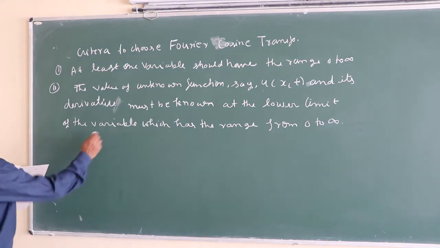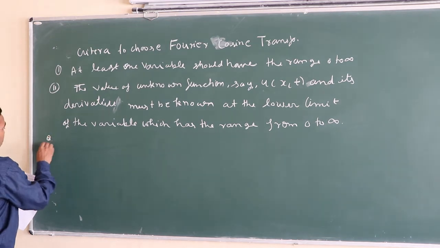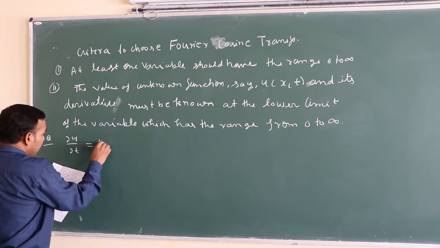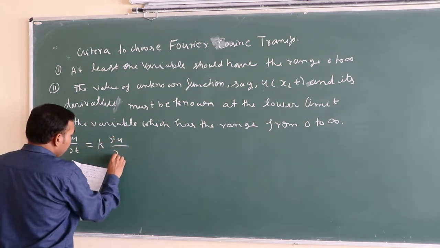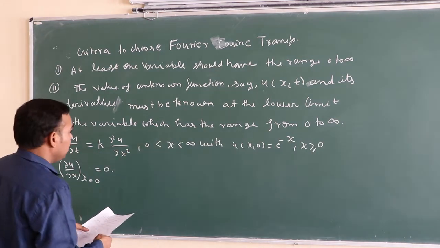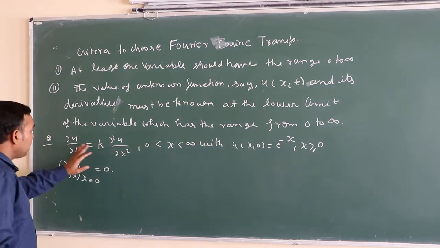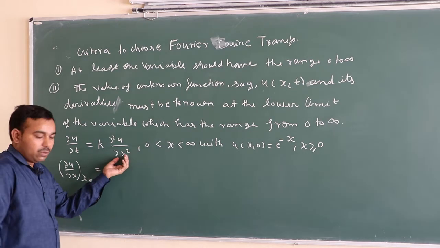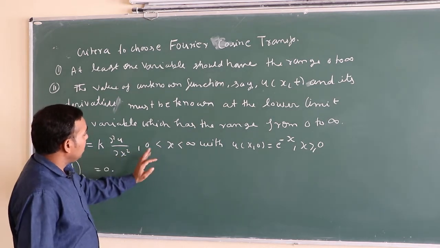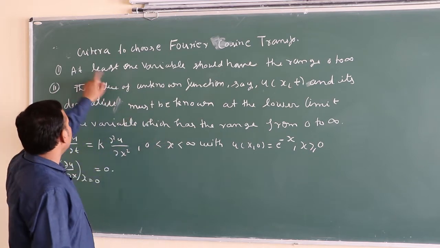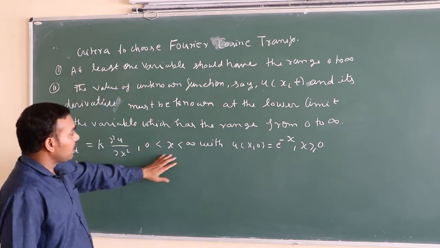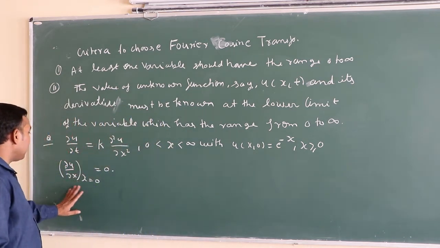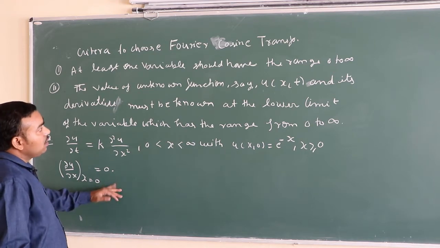Example: find the solution of the problem ∂u/∂t = k ∂²u/∂x². Here the one-dimensional heat equation is given, and you see x ranges from 0 to infinity. So the first condition is fulfilled, with u(x,0) = e^(-x) and ∂u/∂x at x = 0 equal to 0.